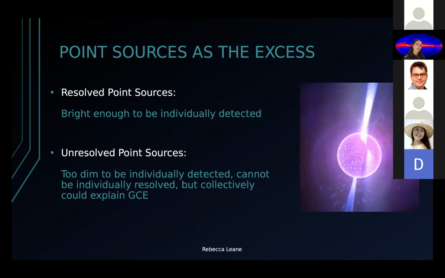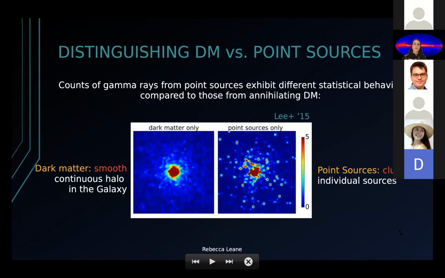So the class that we want to consider as the potential other hypothesis compared to dark matter are unresolved point sources. So unresolved point sources are too dim to be individually detected, but you could imagine you have a lot of these unresolved point sources that collectively, when you add up the flux of a lot of really faint things, could explain the galactic center excess. So we want to answer the question, is the galactic center excess dark matter, or is it these unresolved point sources? Okay. So how do we distinguish these two different hypotheses?